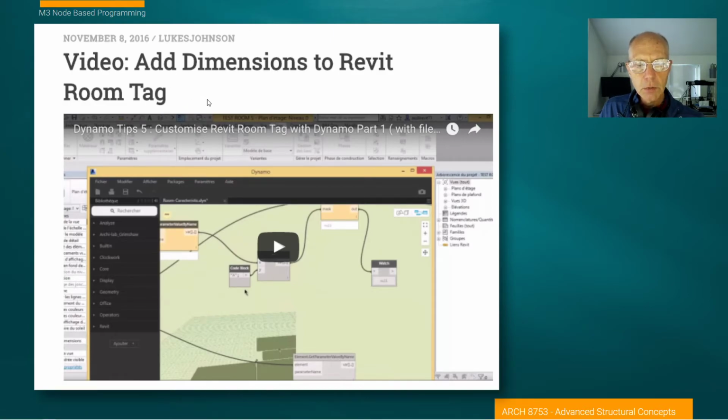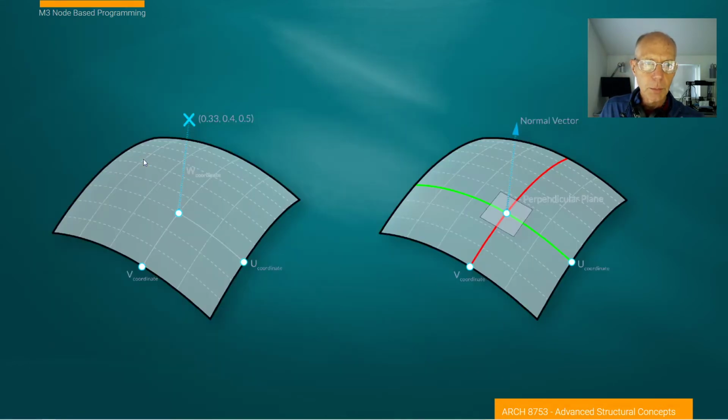If you get into checking some of those out, you'll discover that there are a lot of functions that you can use, parametric programming or node-based computational design, to do all kinds of things, like just adding dimensions to Revit room tags. You can do functions that Revit currently doesn't allow by using this programming environment, which is relatively easy to use, to enhance and do tedious tasks that you would just love to be able to automate.